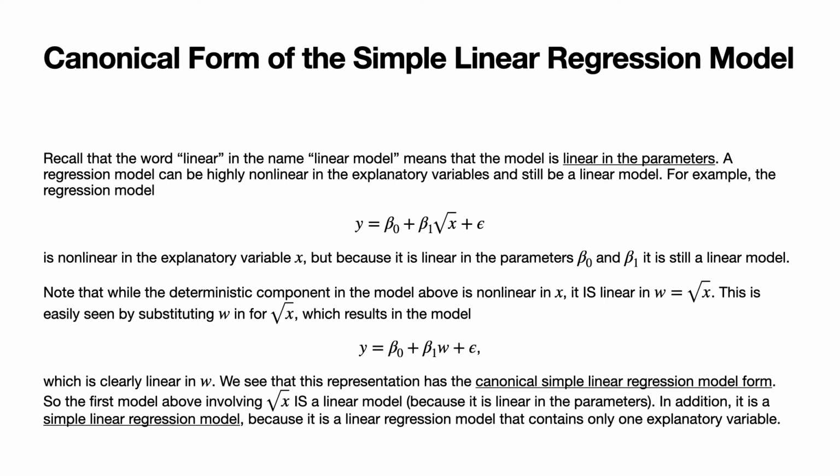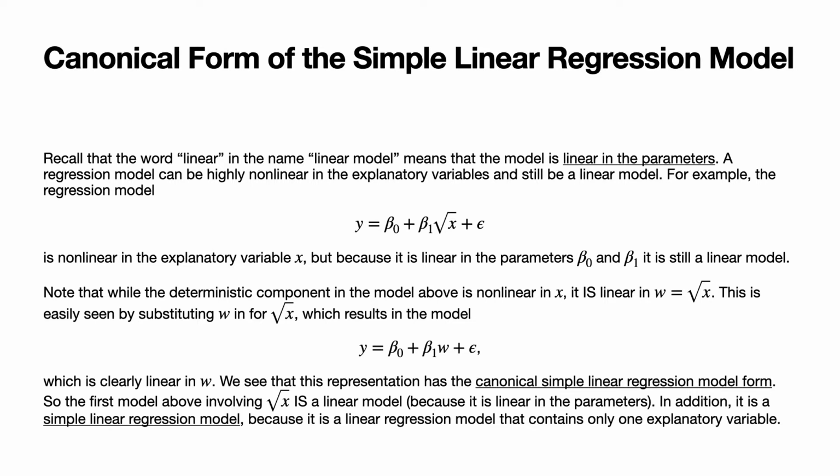Recall that the word linear in the name linear model means that the model is linear in the parameters. A regression model can be highly nonlinear in the explanatory variables and still be a linear model. For example, the regression model given here, y equal to beta 0 plus beta 1 times the square root of x plus epsilon, is clearly nonlinear in the explanatory variable x. But because it is linear in the parameters beta 0 and beta 1, it is still a linear model.